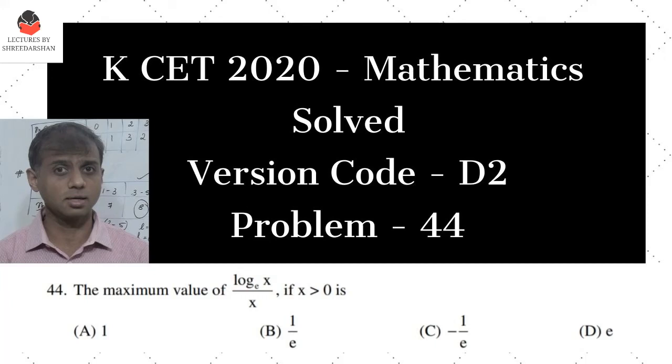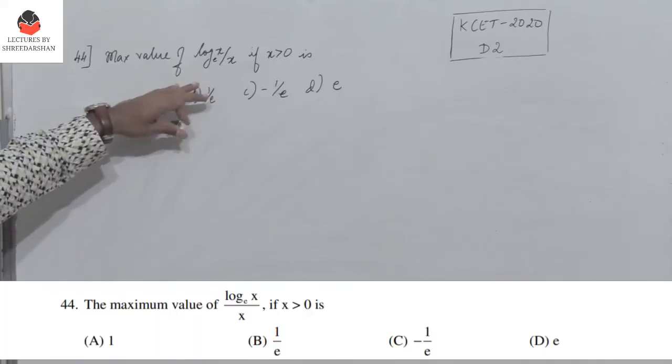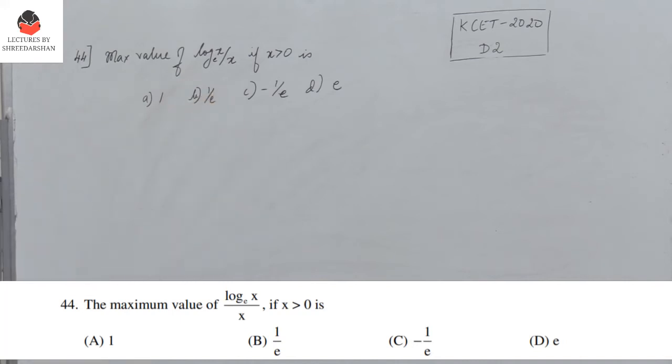So problem 44, we need to find the max value of log x to base e divided by x, if x is greater than 0. So to find the maximum value, what do we do? We find the differential and then we equate it to 0, right?